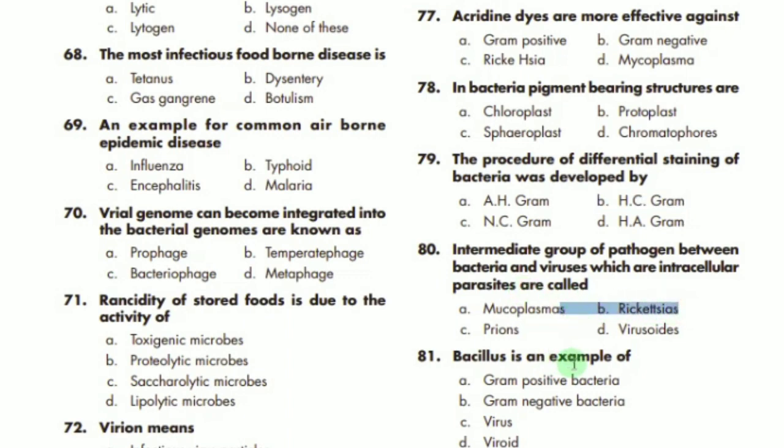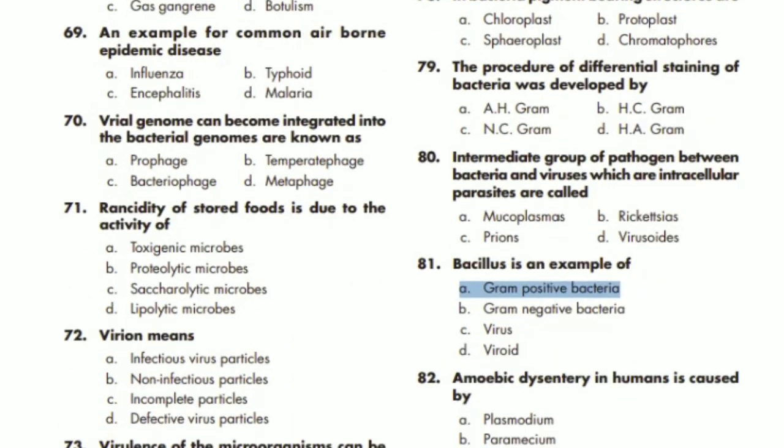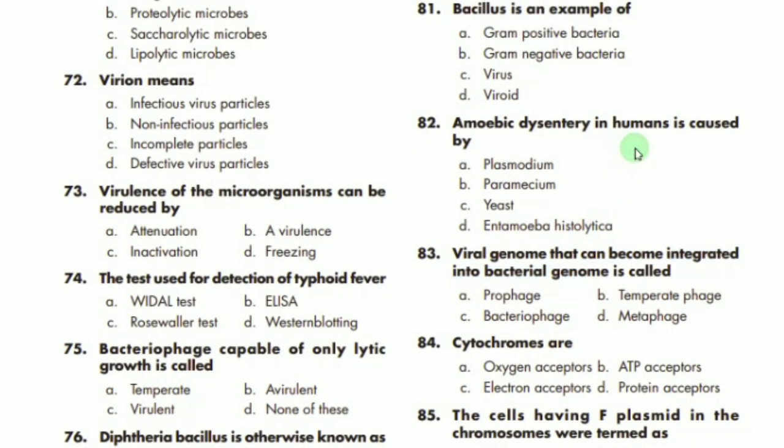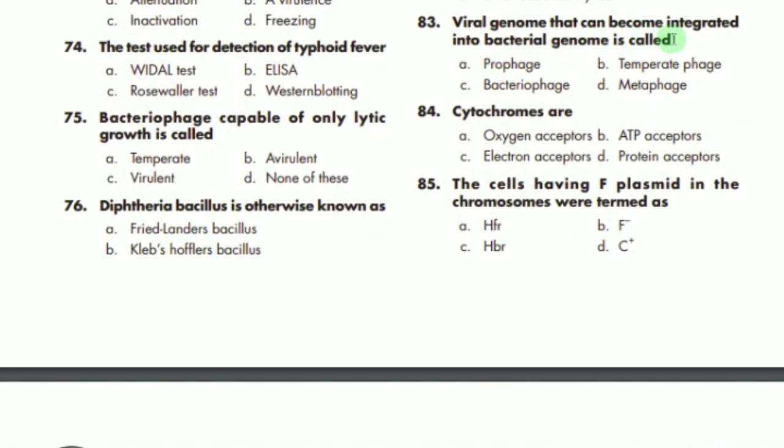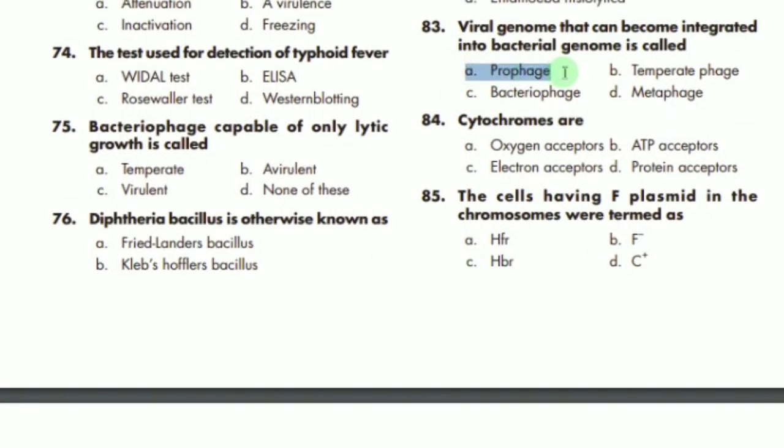Bacillus is the example of what? So bacillus is actually the example of gram-positive bacteria. A is the correct option. MCQ 82 says that amoebic dysentery in humans is caused by, so it is mostly caused by Entamoeba histolytica. So D is the correct option. 83 MCQ says that viral genome that can become integrated into bacterial genome. What we call that? We mostly call that prophage. So A is the correct option. Cytochromes are what? So cytochromes are electron acceptors. C is the correct option.